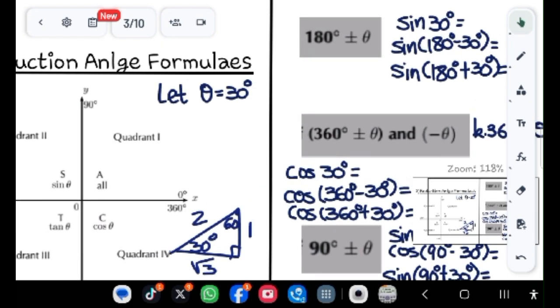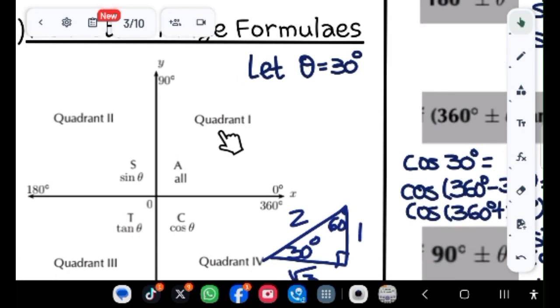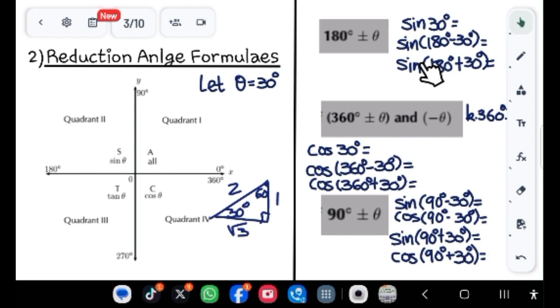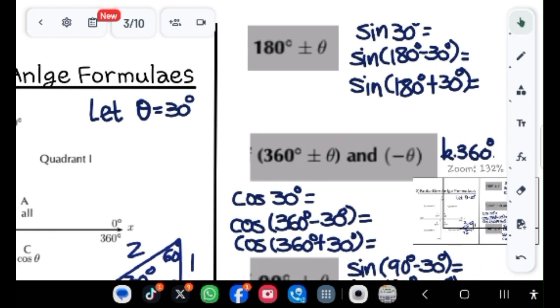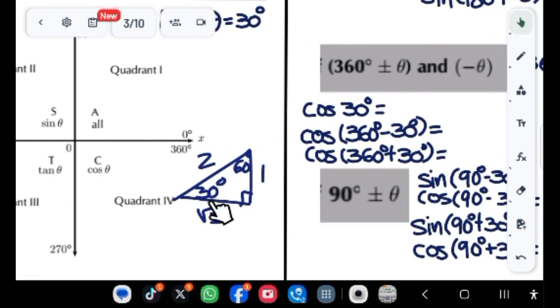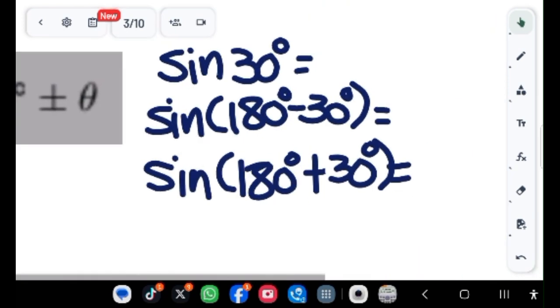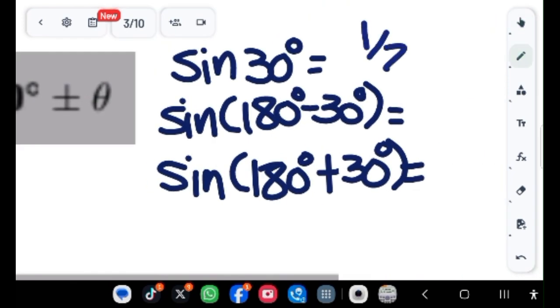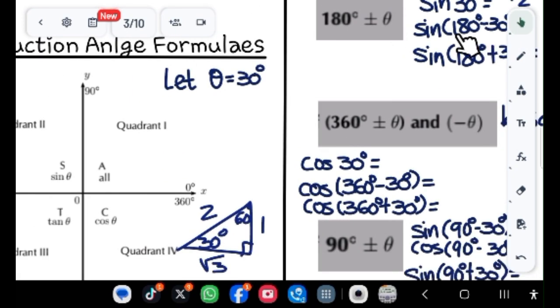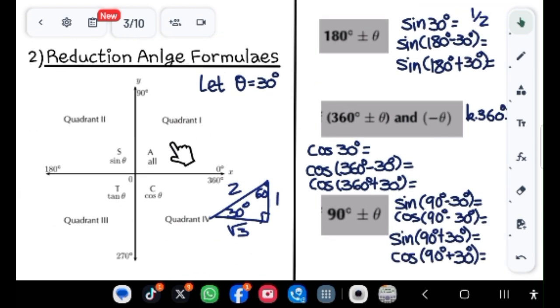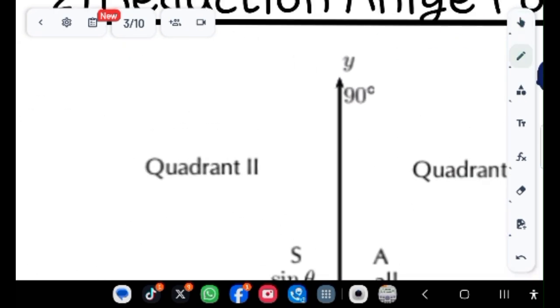Let me show you. The sine of 30 degrees is found in the first quadrant, so we know that everyone is positive in the first quadrant, so sine will be positive there. According to this triangle, sine of 30 degrees is opposite over hypotenuse, that's 1 over 2. I'm going to give you an example. What happens when we then go sine of 180 degrees minus 30? 180 minus 30 lands us in the second quadrant. This is how we express angles in the second quadrant: 180 degrees minus theta.